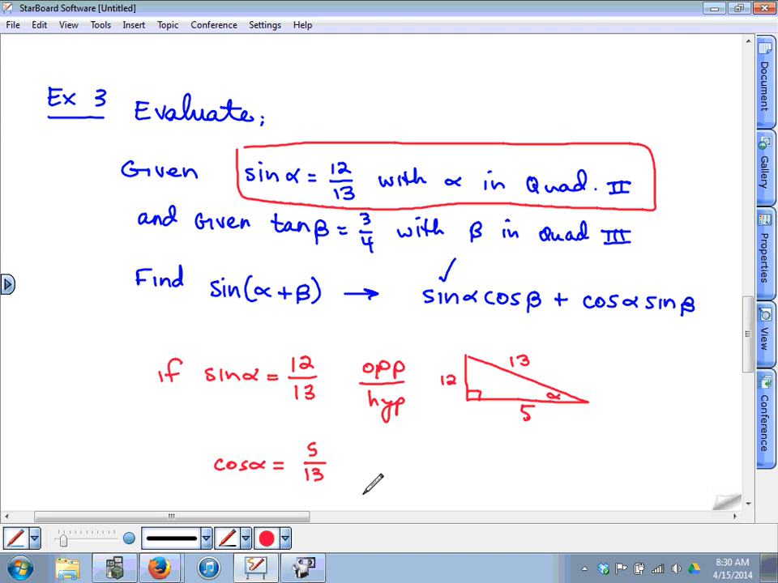We're missing a huge piece of information. That thing that I've circled in red, the sine of alpha is 12/13 with alpha in the second quadrant. That's important. What's the big deal with the second quadrant? Only the sine is positive. The cosine has to be negative. Now I agree with that statement. The cosine of alpha is negative 5/13. You see, I can be agreeable.